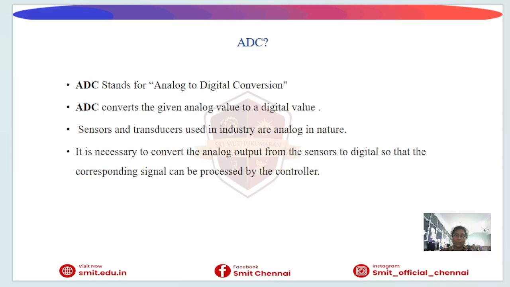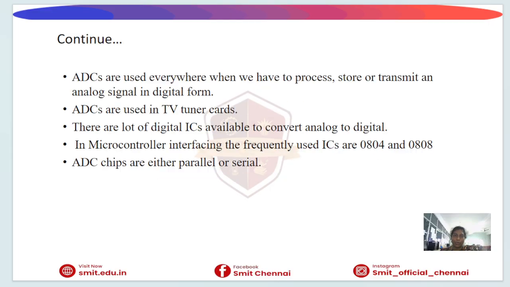Suppose the temperature sensor gives 0 volt for 0 degrees Celsius and 5 volt for 100 degrees Celsius. So we have an approximately accurate voltage for the analog information. If the sensor output is 2.5 volt, the ADC converts this voltage into a digital value of 128, because 5 volt is for 100 degrees, so 2.5 volt is half of it, which is 50 degrees Celsius. This is the meaning of the conversion process and why we need an ADC.